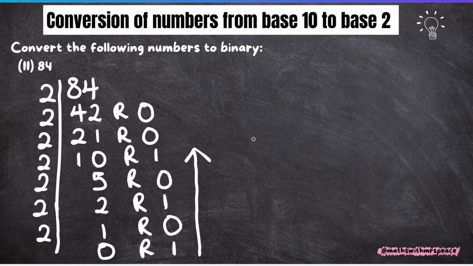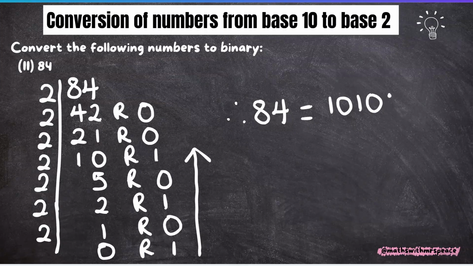Don't forget that. So therefore, 84 is equal to, from the bottom here, 1, 0, 1, 0, 1, 0, 0 in base 2. So that's the equivalent of 84 in base 2. And I'm sure that has explained how to convert whole numbers from base 10 to base 2.